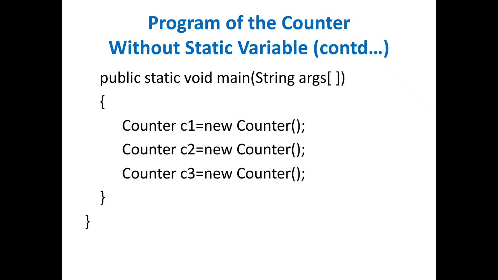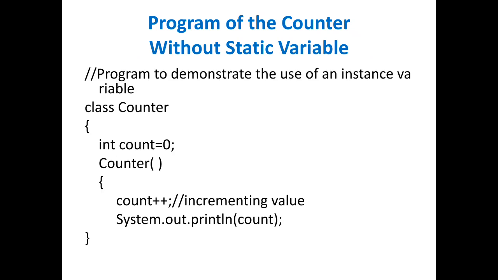Then again we have a counter C2 equal to new counter method. Here we have created an instance variable named count which is incremented in the constructor. Since instance variable gets the memory at the time of object creation, each object will have the copy of the instance variable. If it is incremented, it won't reflect other objects, so each object will have the value 1 in the count variable. So the C2 object will also have the same 1. Similarly C3 object will also have the same one, that is each time counter method is called, so count is increased from 0 to 1 and 1 will be printed.